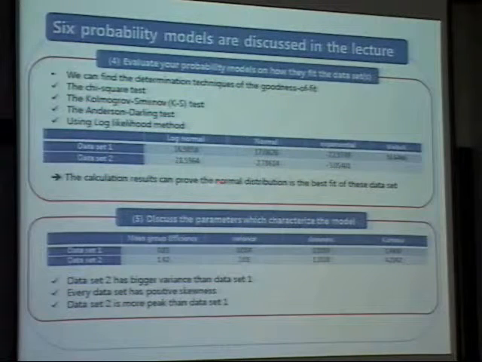So we can have a conclusion: for our data set, the normal distribution probability model is the best one.